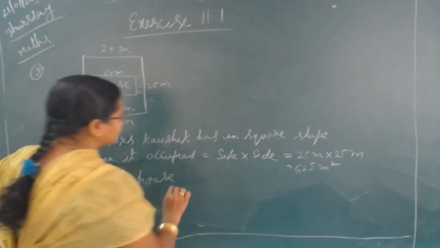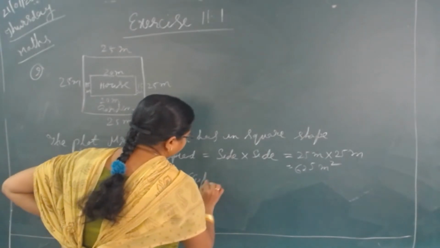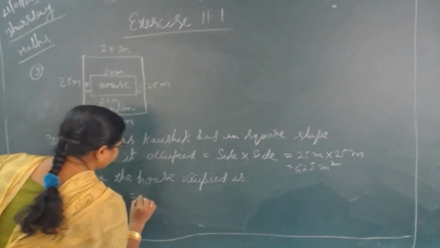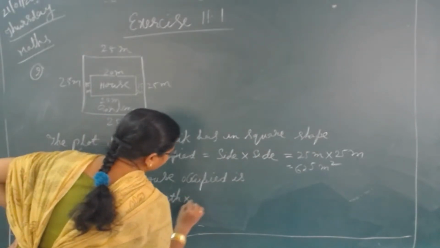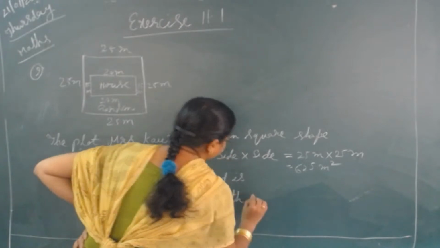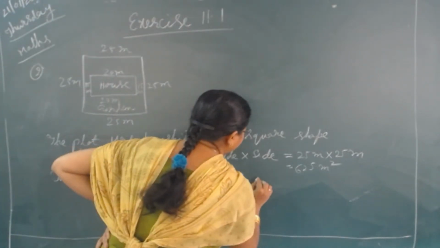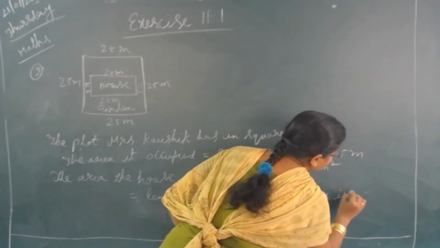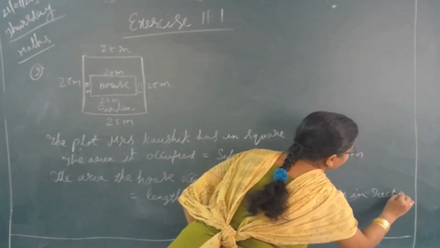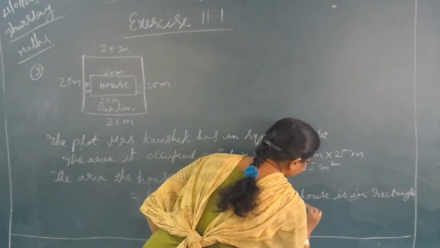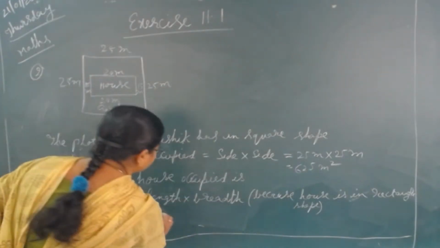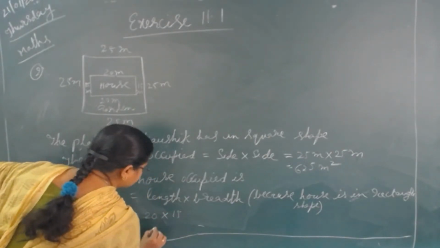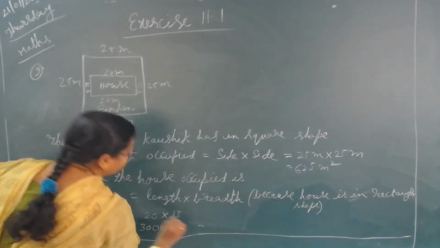So what is the formula for finding the area occupied by a rectangle? It is length into breadth. Okay, you can write it here, because the house is in rectangle shape. Length is 20 meters and breadth is 15 meters. So the area the house occupied is 300 meters square. Meter into meter is meter square.